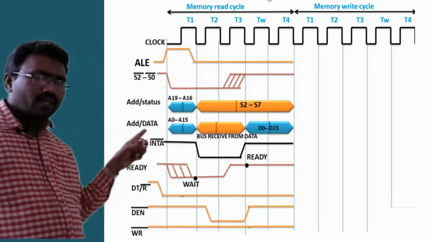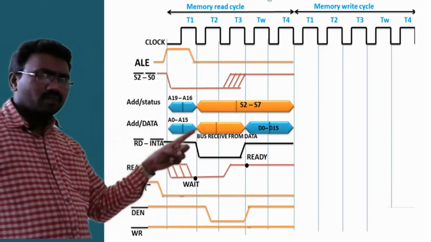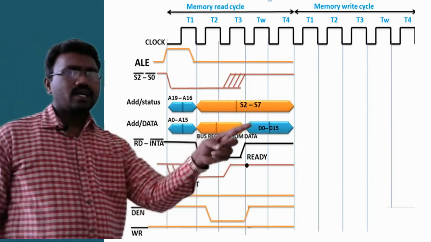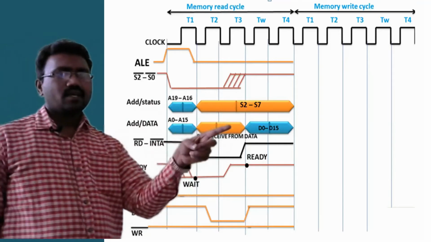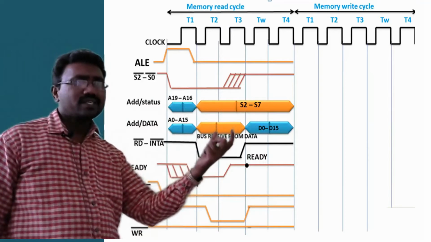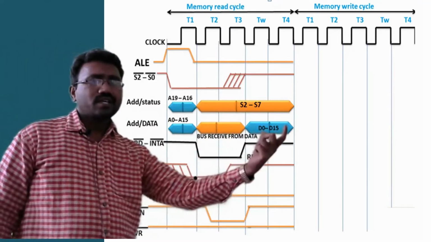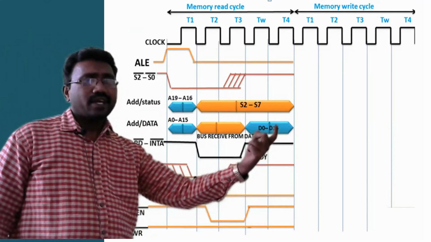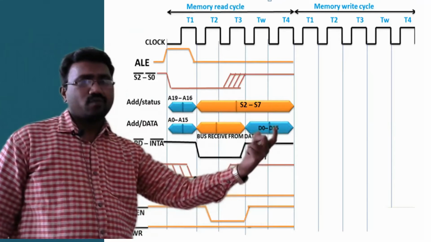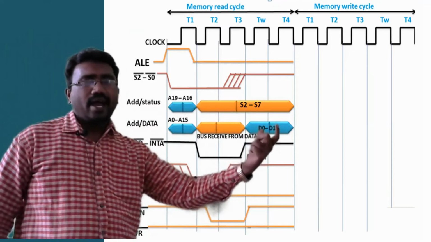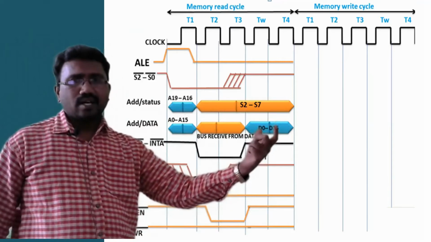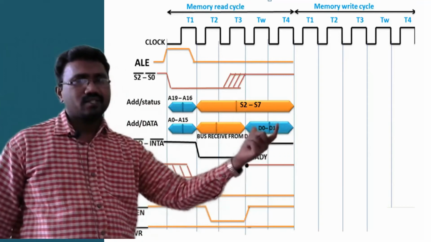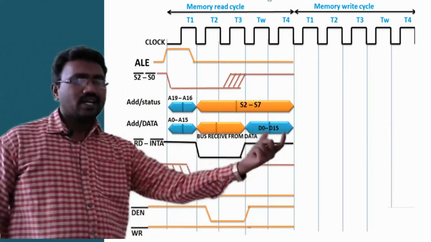During T1, address is enabled. After T1, data is enabled. During this time the bus is receiving the data, and after T3, actual data transfer takes place during T3 and T4. This is the valid data during T3 and T4.